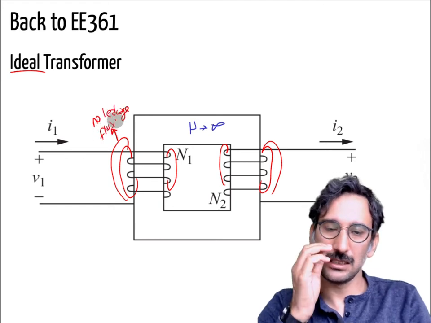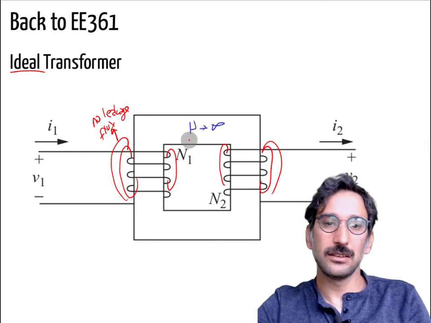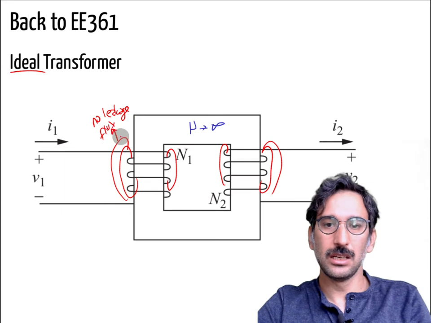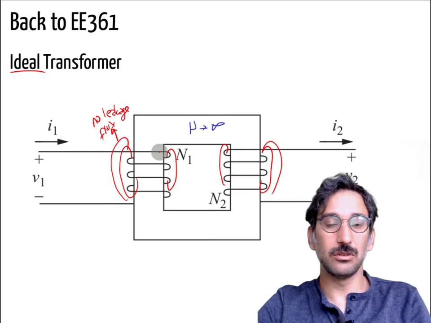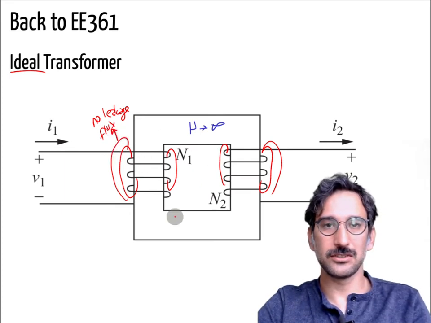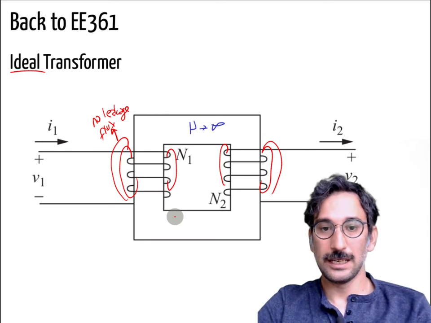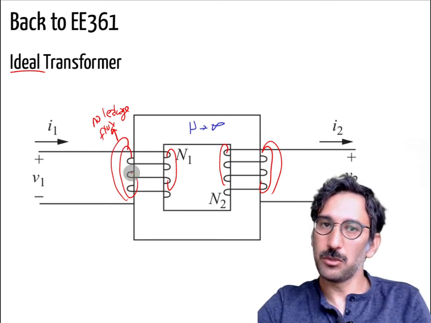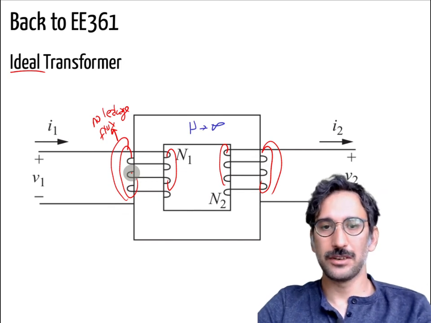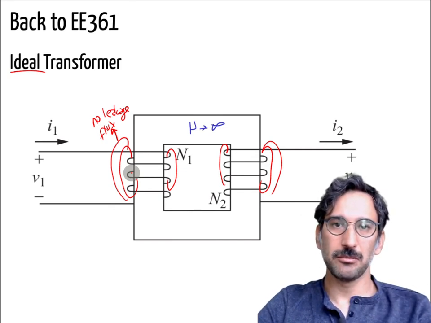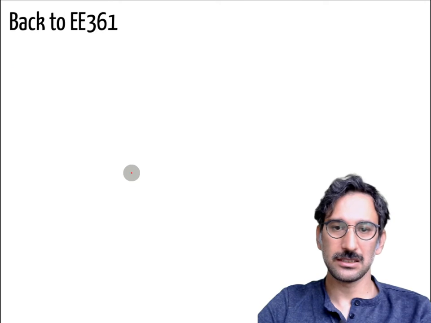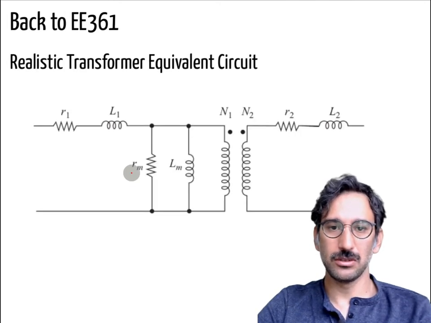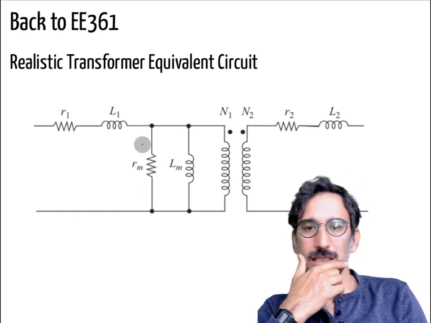But in reality we know neither the core is infinitely permeable, nor is all the flux trapped inside the core. And also, those conductors are not perfect. They have some resistivity, and a better model, as we have seen last year, is to use a realistic transformer equivalent circuit, and it is something like that.